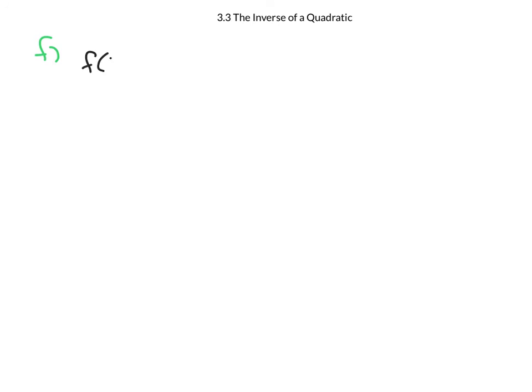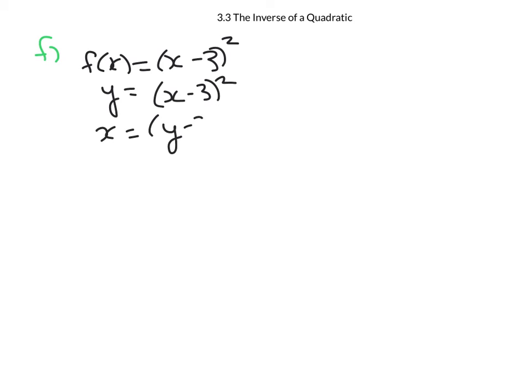Let's do another example. F of x is equal to bracket x minus 3 all squared. So this time now I have my number on the inside. We're still going to follow our steps. So y equals bracket x minus 3 squared. X equals bracket y minus 3 squared. Now it's time to rearrange. Because my square is on the outside, I have to square root everything first.